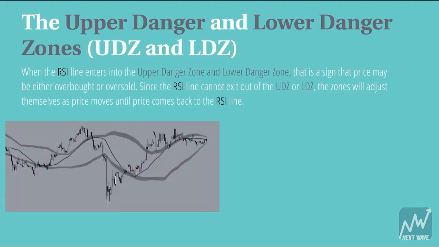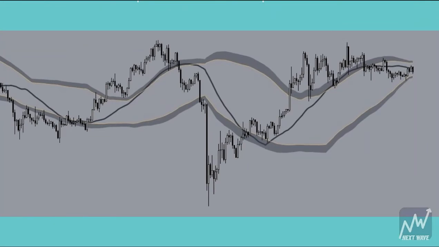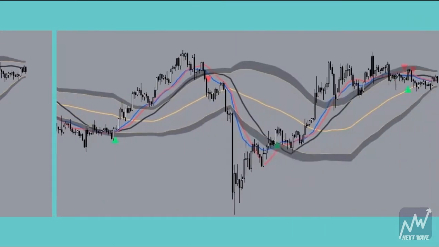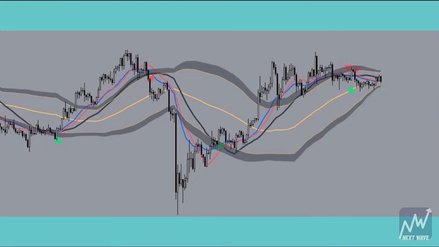As we can see here, we have multiple times where the RSI line comes into the upper danger zones and lower danger zones. And then once it holds in there, you will see that it turns around. So let's take a look at the real example.